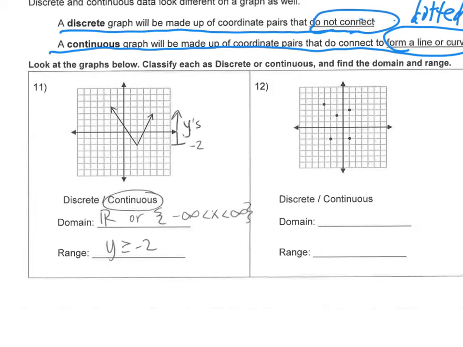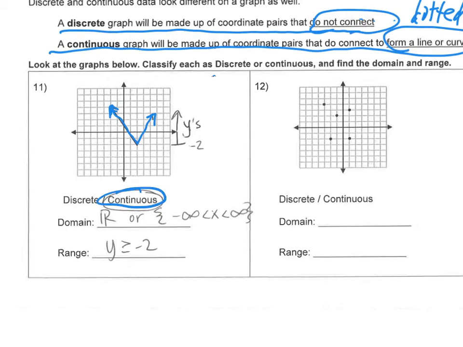All right, so I know that continuous is measured and it forms a line. I know discrete is counted and it's often a list of points or unconnected dots. Okay? So when I look at this line, I can see that that goes on forever and that goes on forever. My question is, does it form a line? Yes, so I know it's continuous.